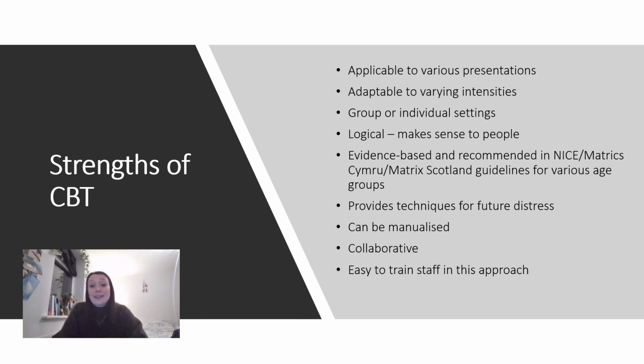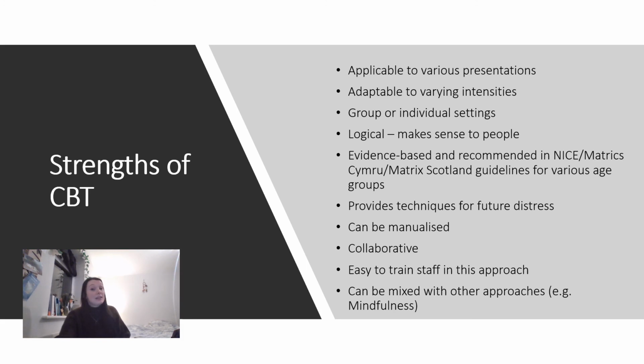It's easy to train staff in the approach. I say easy, but because it's so widespread and because it's so evidence-based, there's so many resources out there to help train staff in this approach. And it can be mixed with other approaches. As I've said, mindfulness, it can have lots of different approaches in it, which is helpful. So I think there's quite a lot of strengths to CBT, but let's have a little bit of balance.